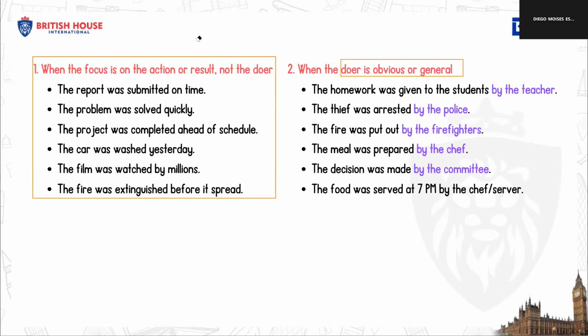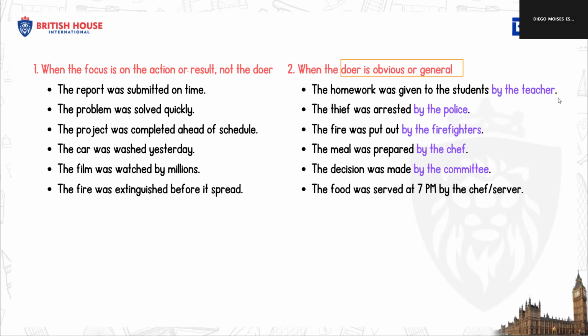Okay? Now let's continue with number 2. Number 2 says when the doer is obvious or general. Well, simple. The things that are obvious are here, in purple, by the teacher. For example, the homework was given to the students by the teacher. Who else is going to give you homework if it's not your teacher? So it's obvious, right? It's obvious.